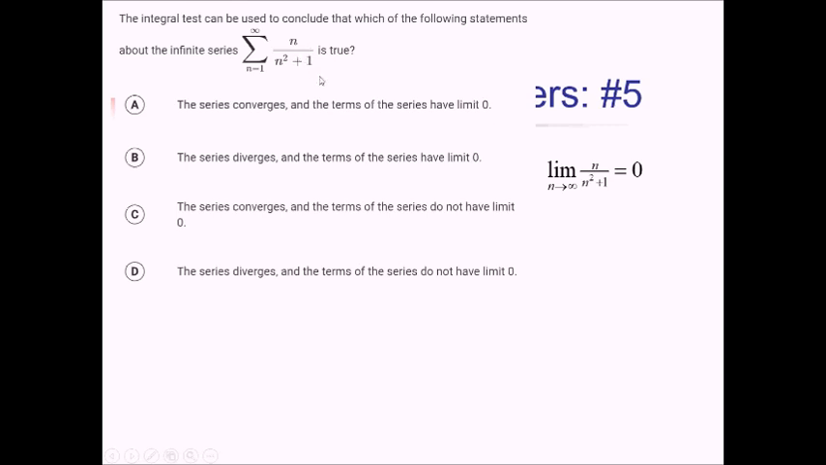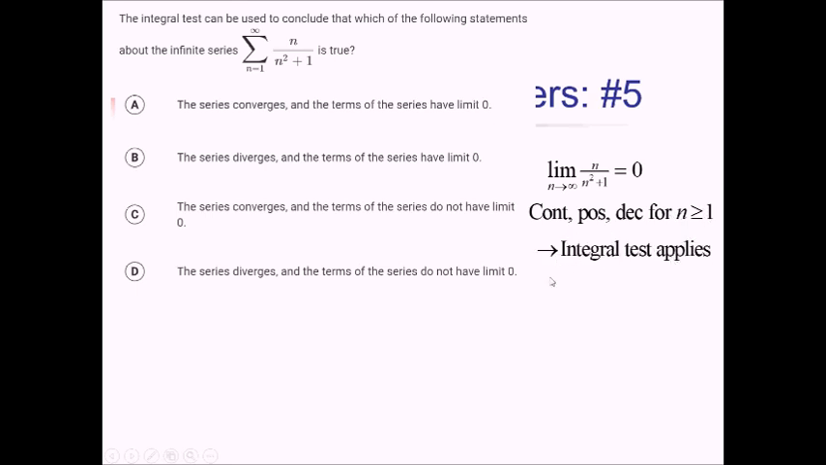And also, it's going to be decreasing because, as we saw with this limit, this is a bottom-heavy function. It gets smaller as the value of n grows because the denominator grows faster. So we have all those conditions, positive, continuous, decreasing for n greater than or equal to 1. So we can use the integral test.